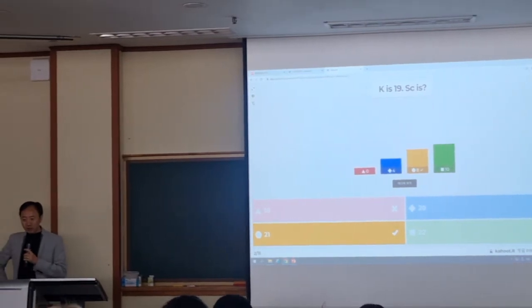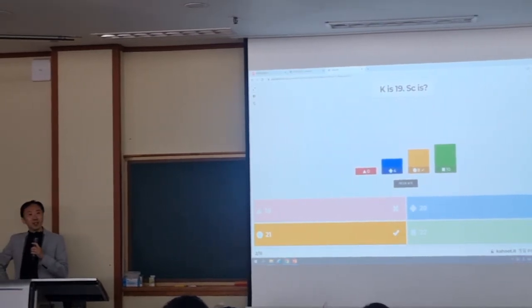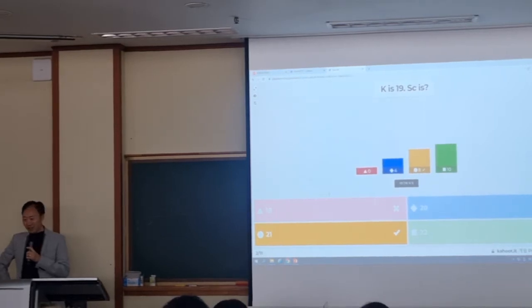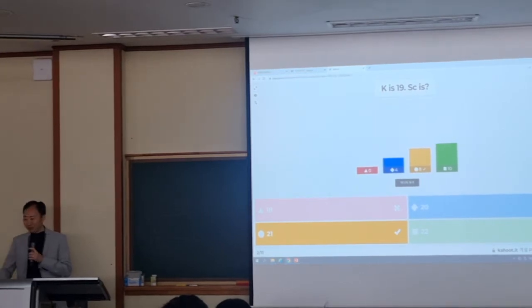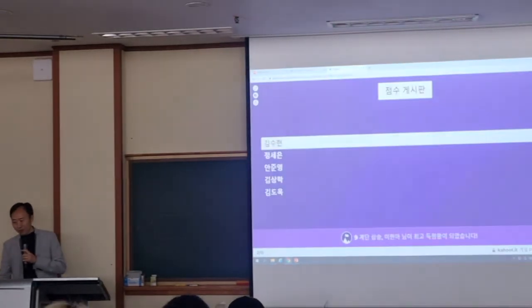The atomic number of potassium is 19. 20 is calcium, 21 scandium, this is 21, 22 titanium. 이제 순서가 좀 틀렸네.